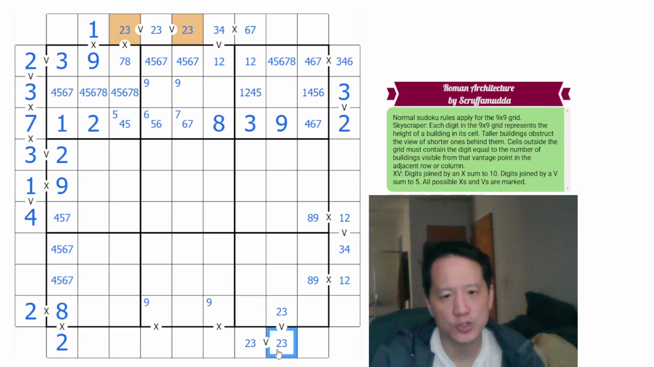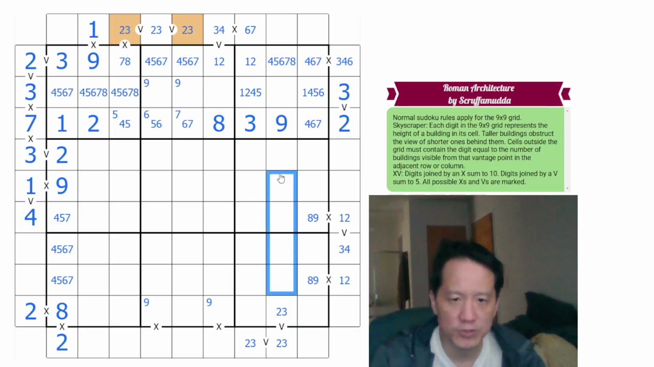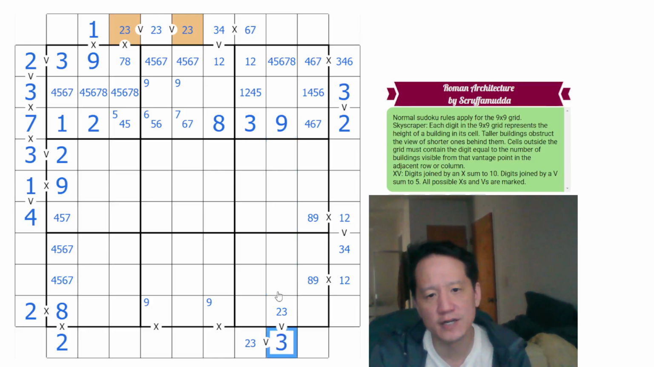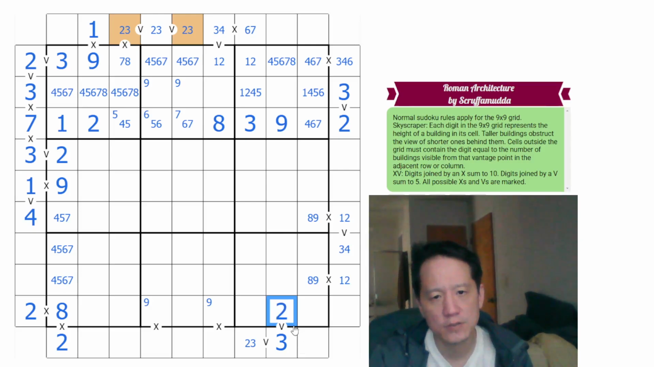This cannot be 2. If this were 2, this would be 3. And then you would see definitely something that's greater than 3 in one of these 5 cells, and then you would see 9. So this cannot be 2. It has to be 3, which makes that a 2. Which makes this a 2.